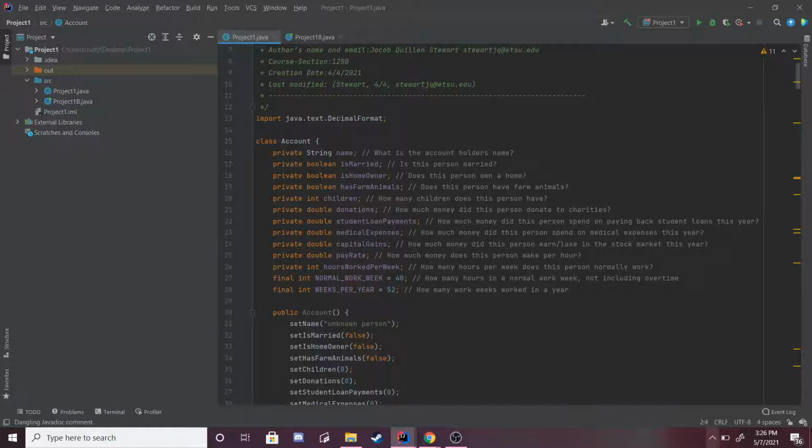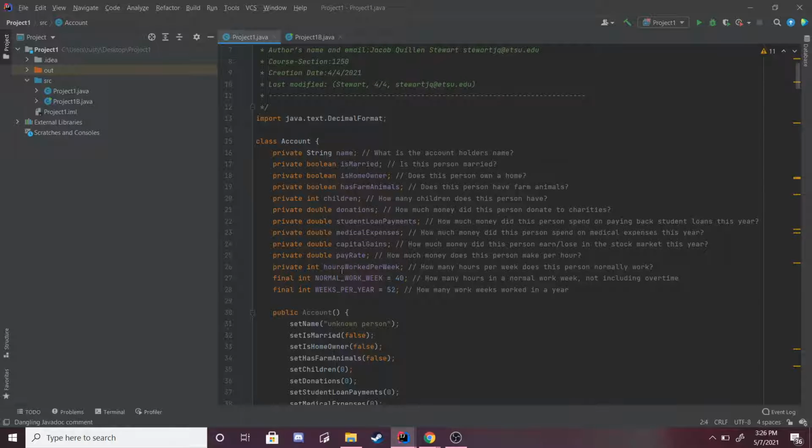So in our account class, we have a private string called name, and this is the account holder's name. A private boolean for if they're married or not. A private boolean for if they're a homeowner or not. A private boolean for if they have farm animals. A private integer for how many children they have. A private double for how much money they've donated. A private double for how much money they have to pay in student loans. A private double for their medical expenses.